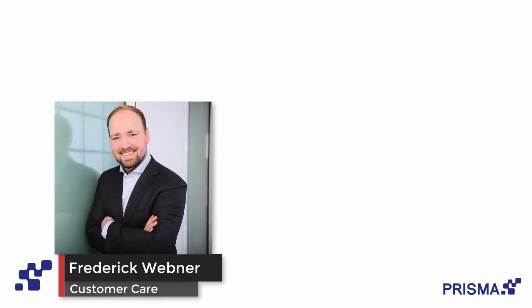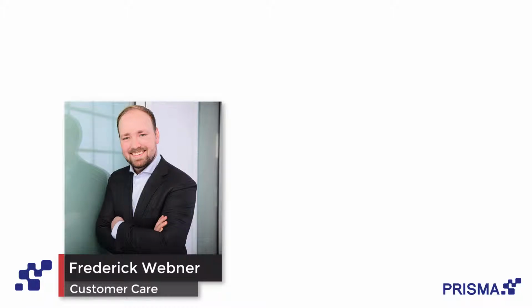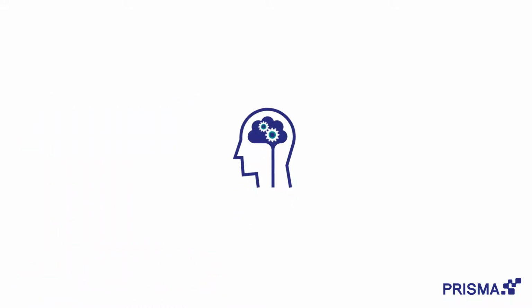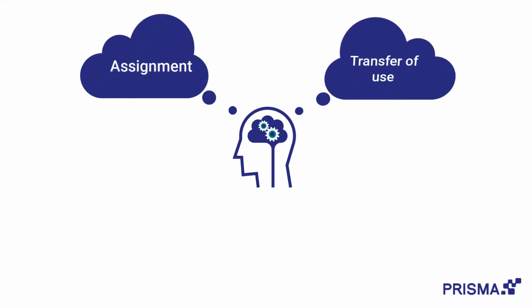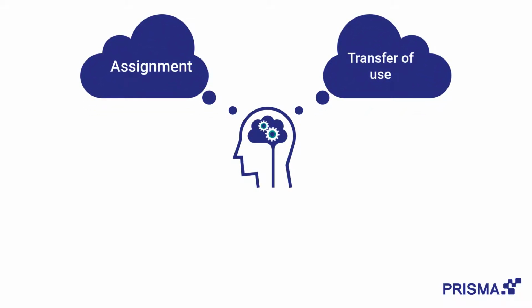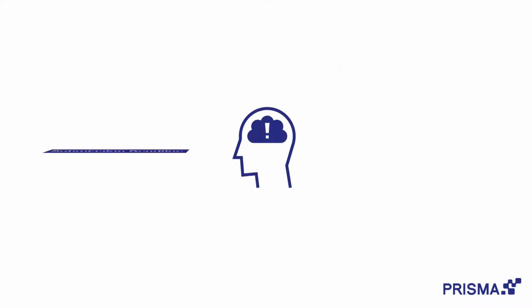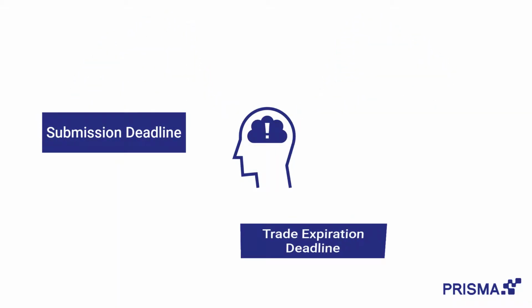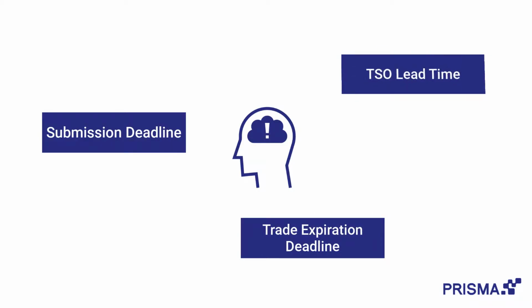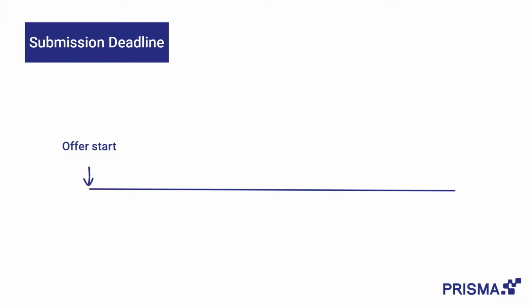My name is Frederick, and in this video I will explain what lead times in a secondary market context are. Depending on the transaction type, assignment or transfer of use, there are up to 3 deadlines that you need to take into account during the creation of an offer or request: the submission deadline, the trade expiration deadline, and the TSO lead time. The submission deadline means the time until potential counterparties can place bids for your offer.